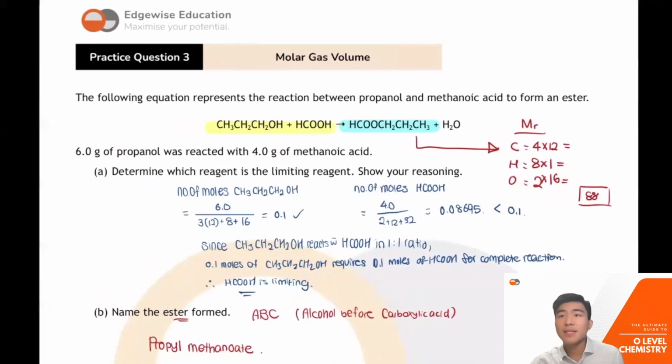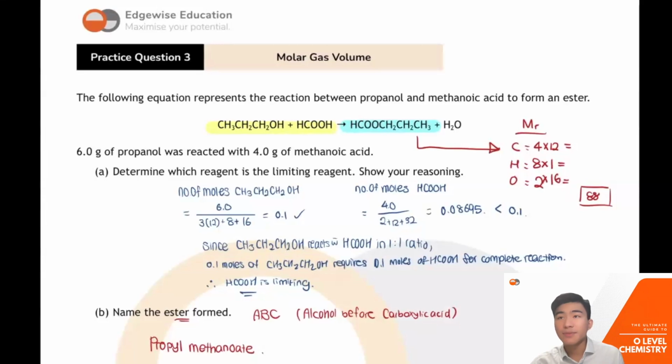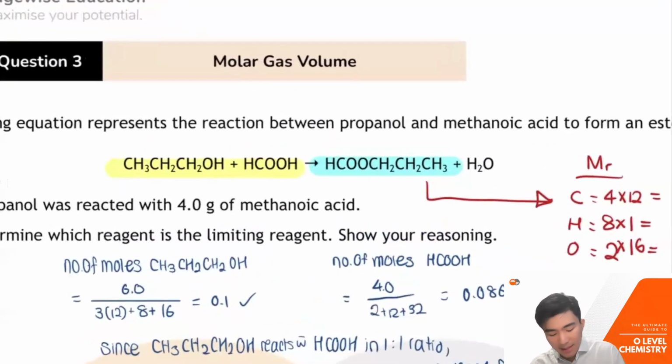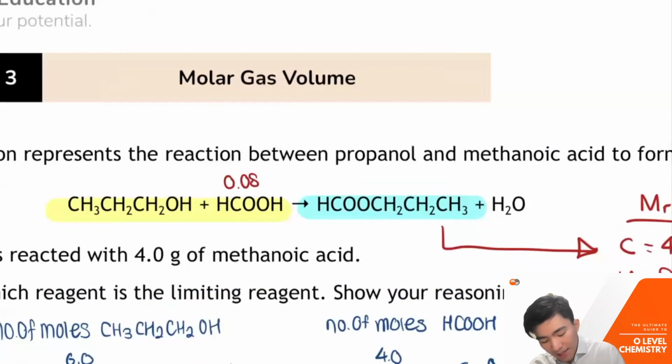Yes, Izati. Use the limiting reactant, the mole ratio. Because you see, this one is 0.08695, Izati. So because here, one of these gives you one of these.